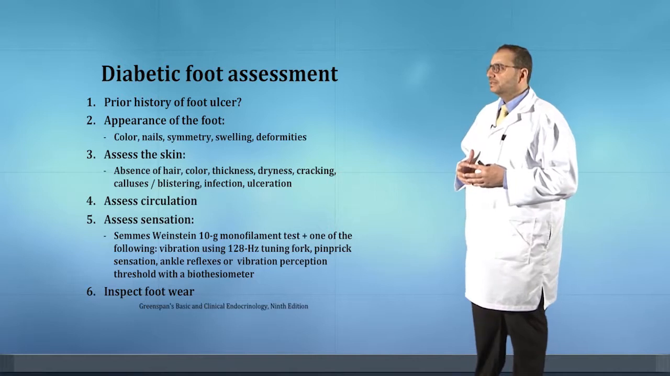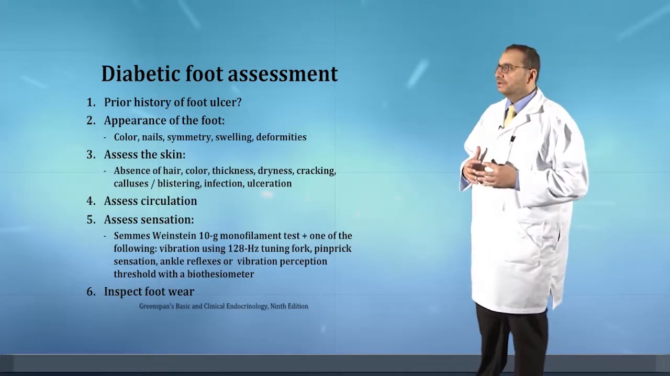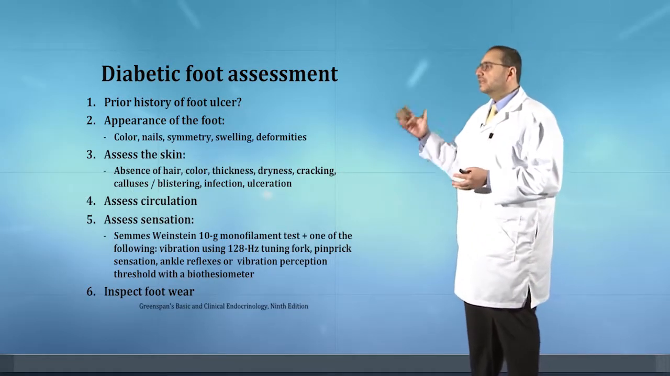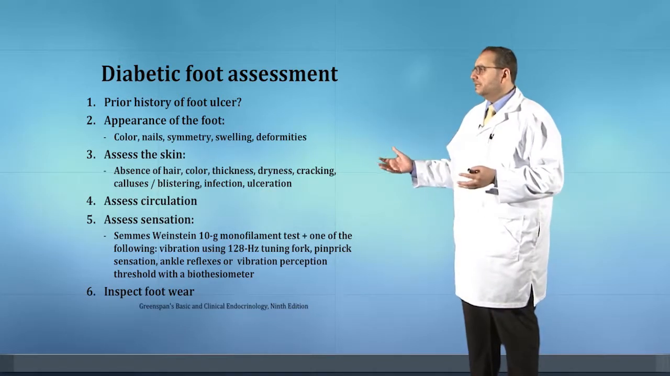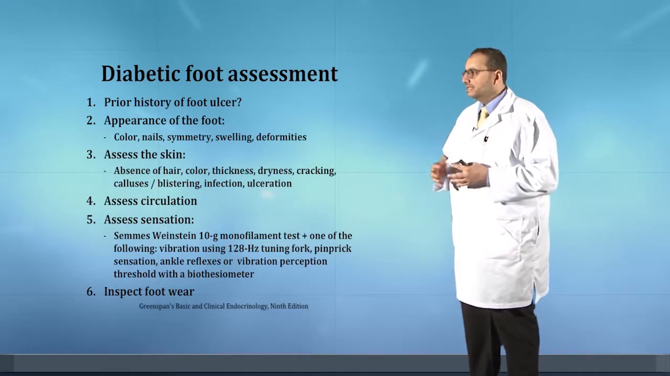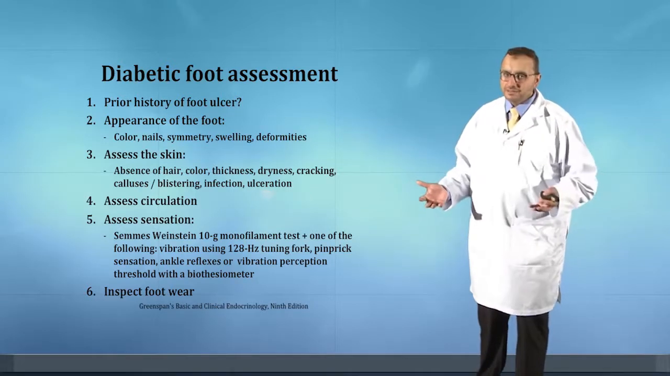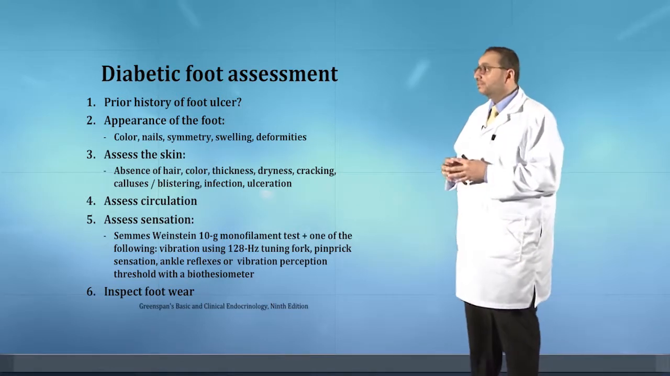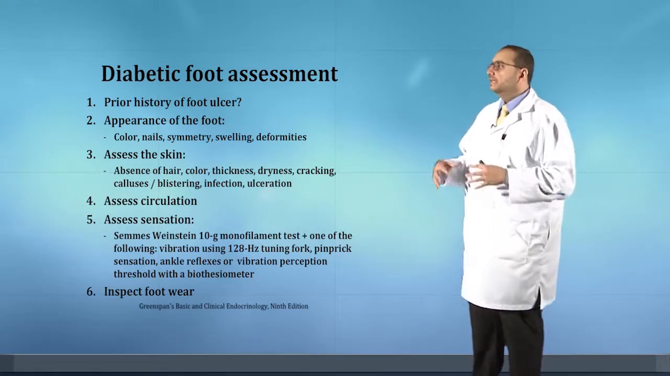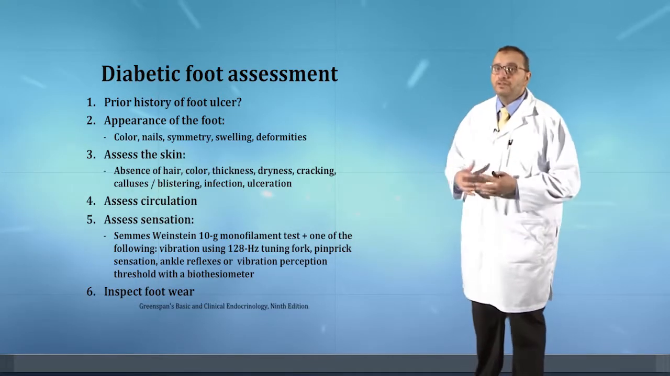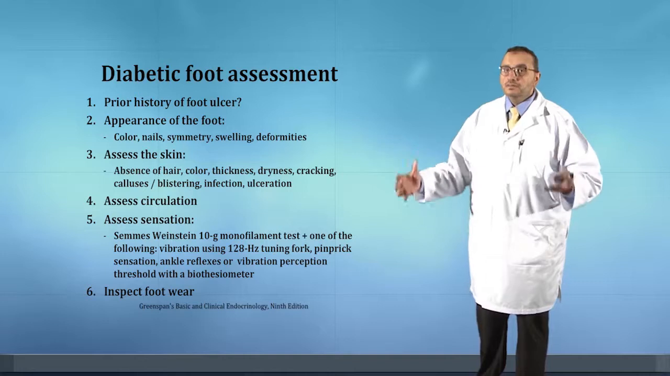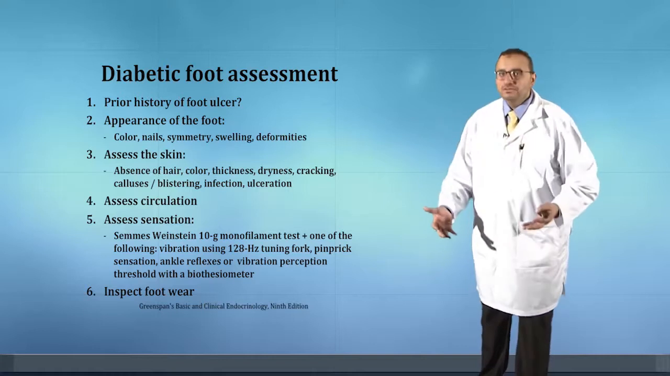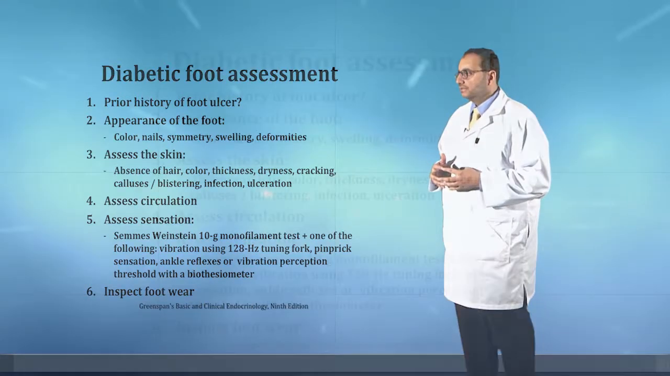For diabetic foot assessment, you have to ask for a prior history of foot ulcer, and look at the appearance of the foot: the color, the nails, symmetry, swelling, and deformity. You have to assess the skin: if there is hair, the color, the thickness of the skin, and if there is any cracking. Then you can advise the patient to take care of that rather than getting more cracking in the skin that will lead to further infection and further complication of the diabetic foot.